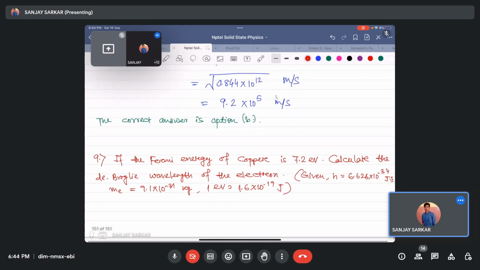And the options are: option A is 2.12 angstrom, option B is 1.52 angstrom, option C is 4.57 angstrom, and option D is 9.22 angstrom. So calculate the de Broglie wavelength for this and let me know the answer.